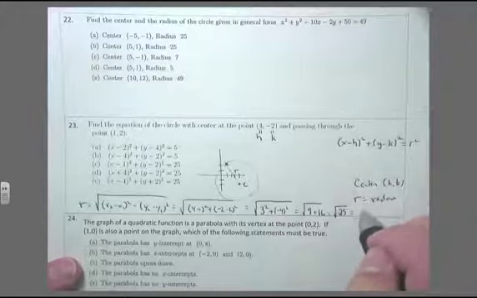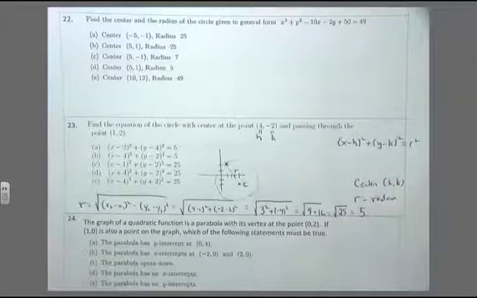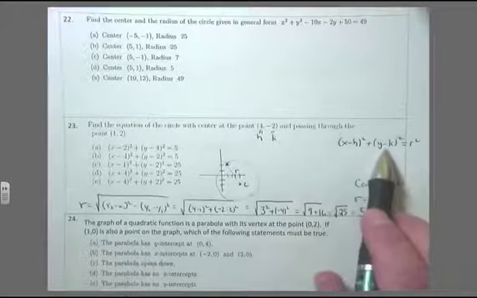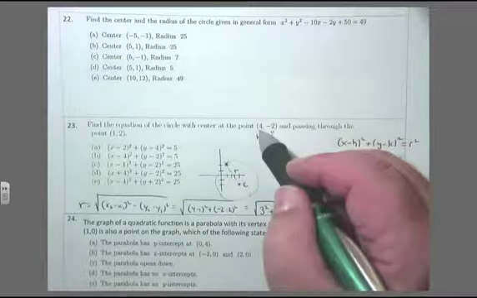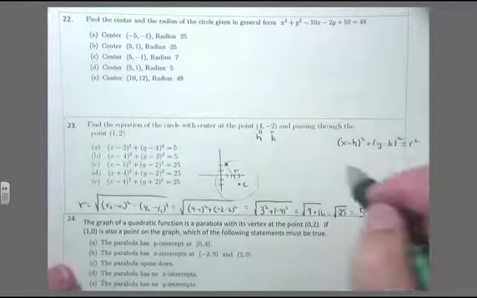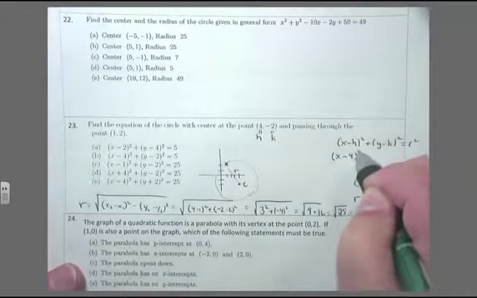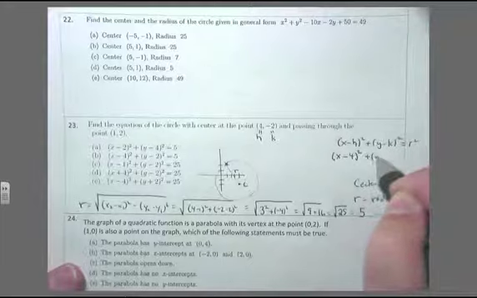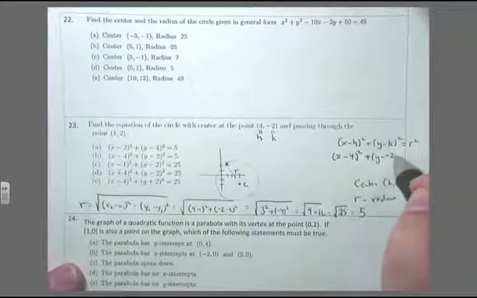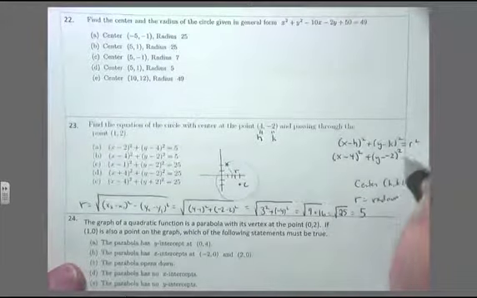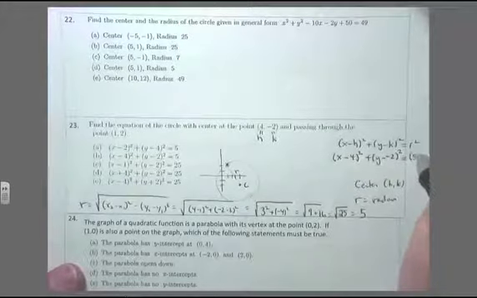What's the square root of 25? 5. Your radius is 5. So now all I got to do is plug it into my formula. Your h is 4, your k is negative 2. Watch your signs. This gives me x minus 4 squared plus y minus negative 2, we'll clean it up later, squared equals the radius, which is 5 squared.